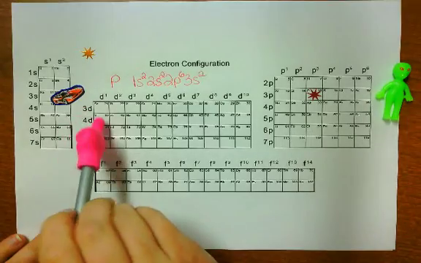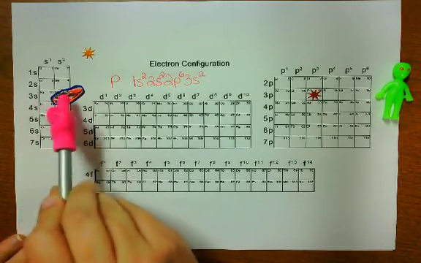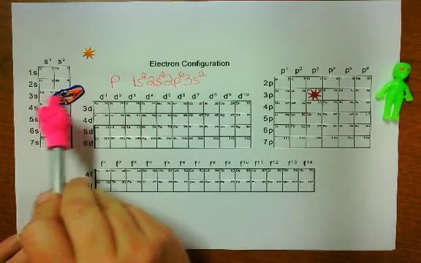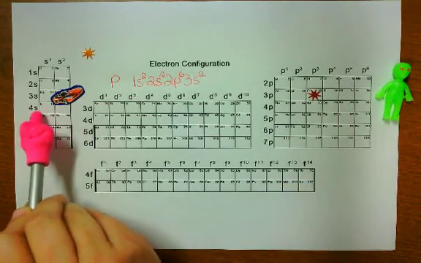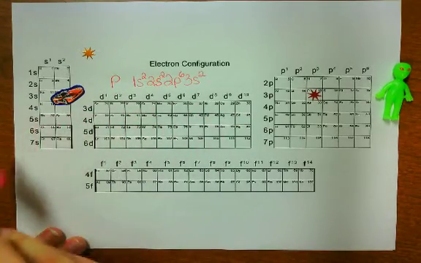Now, some people will notice right away that there is a 3d, but we never want to travel outside of our path. So basically, we're going to learn that the 3s and the 3p will fill, as well as the 4s, before the 3d will get any electrons.